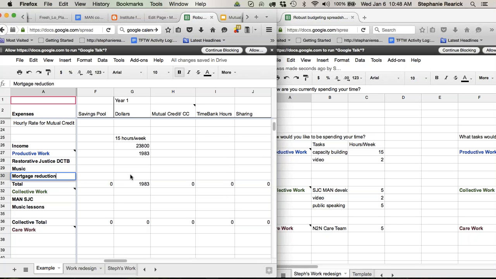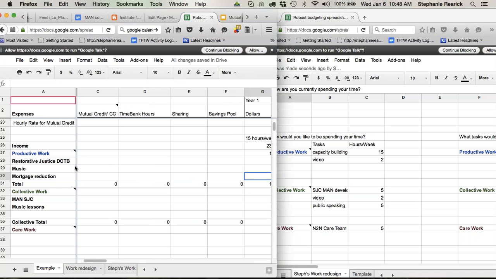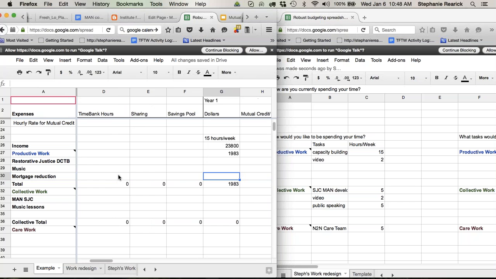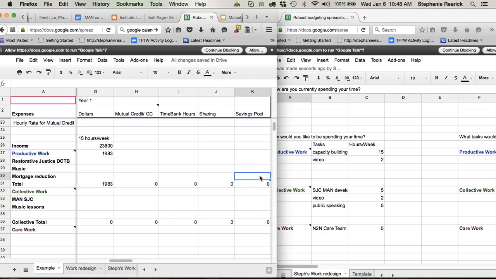I am actually planning to attempt to do something that would reduce my mortgage payment through a savings pool. So I'm going to put a line for that in my productive work, and say in year 1, I'm going to aim to displace a couple hundred dollars a month by making a savings pool that reduces my interest load. So does that make sense?